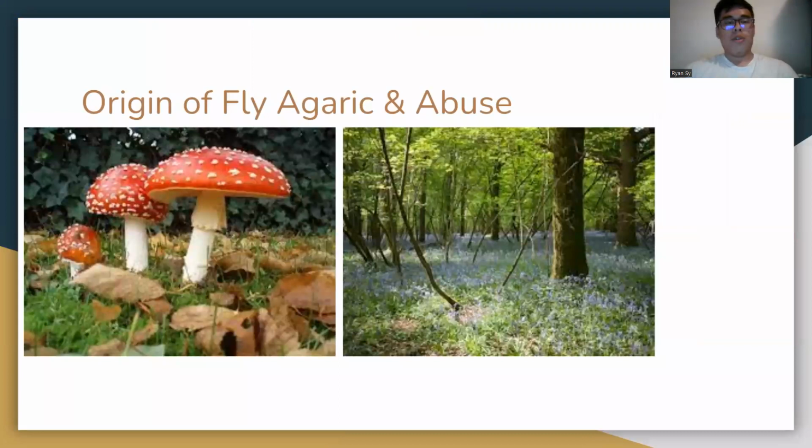So to start off, the origin of fly agaric goes back 4,000 years. It predates alcohol by about a couple thousand years as well. It can mainly be found in the UK and Europe, but mainly the UK, in woodlands where there's a lot of foliage, trees, and grass growing. That's the type of environment where it tends to come about. A long time ago, because it predates alcohol, in Asia, shamans would use it as an ingredient for their drinks called soma, to experience hallucinations for their religious ceremonies.